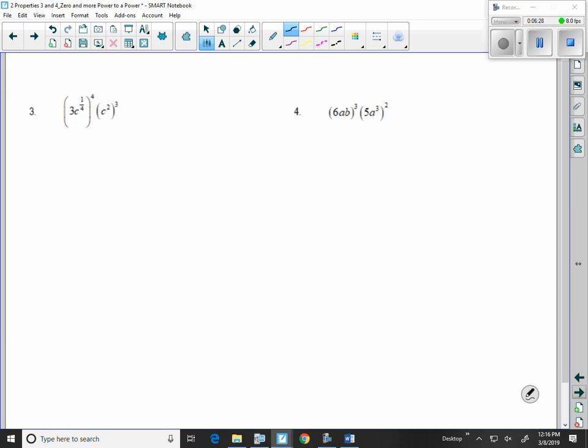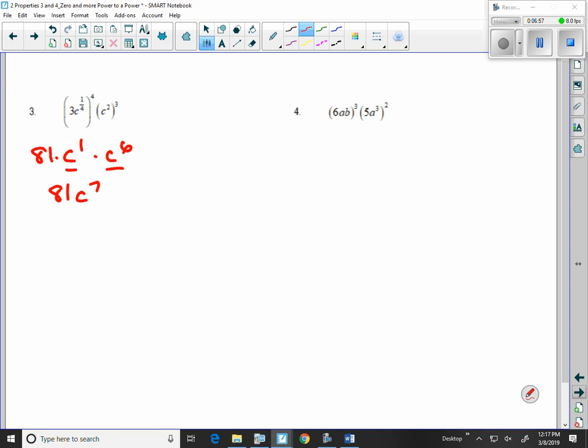All right, number 3. Okay, like I said, one thing at a time. So you're going to take 3 to the 4th. What's 3 to the 4th? 81. C to the 1/4 to the 4th is C to the 1. Okay. C squared cubed is C to the 6th. Then we can simplify and put our C's together.